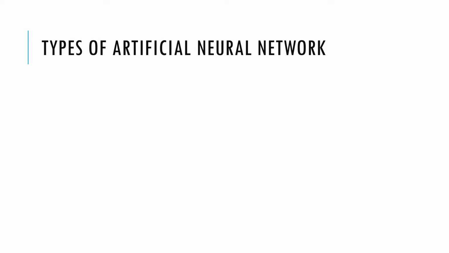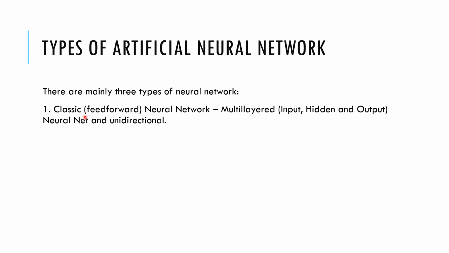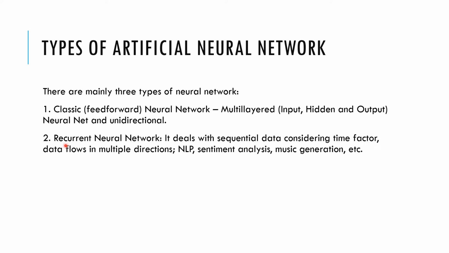So, types of artificial neural network. There are mainly 3 types of neural networks. The first one is the classic one we saw in the previous slide, also known as the feed-forward neural network. It is multi-layered. It can be as simple as one input layer, one hidden layer and one output layer; that is also possible. And it is unidirectional, so data flows from input to hidden and goes on straight, following a straight line that way.